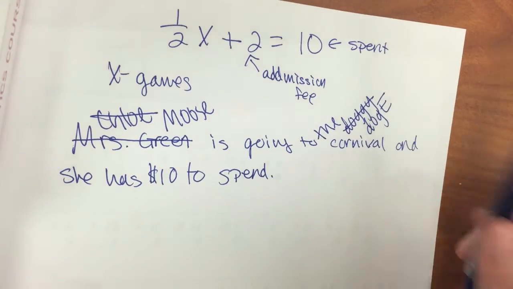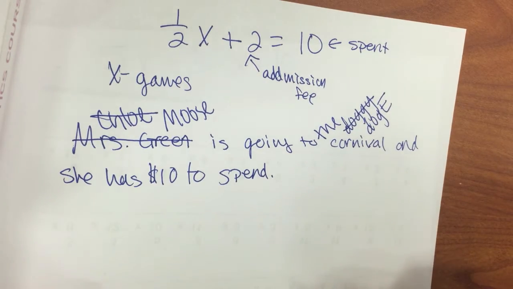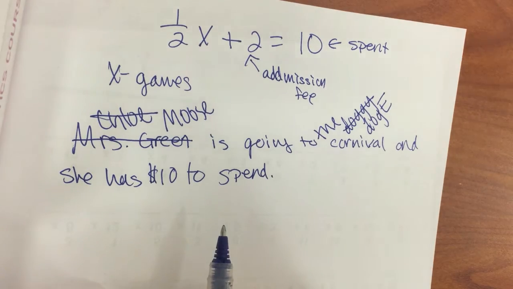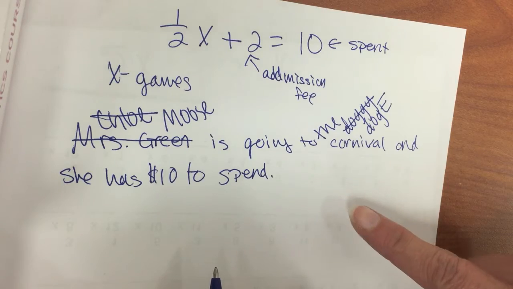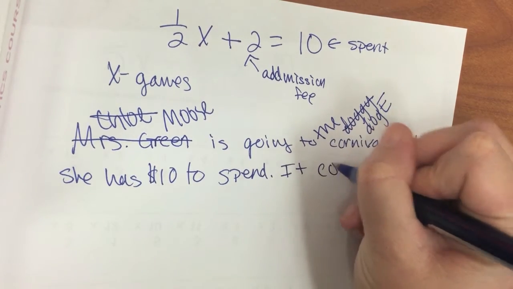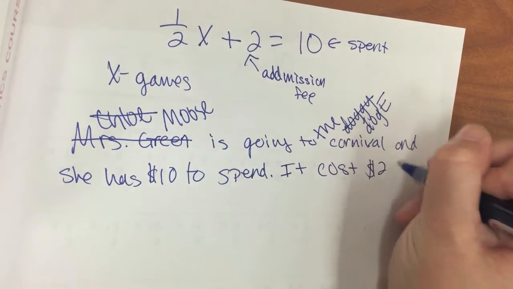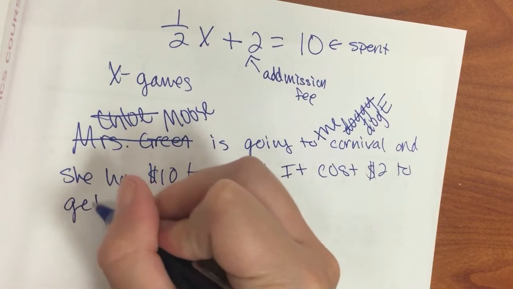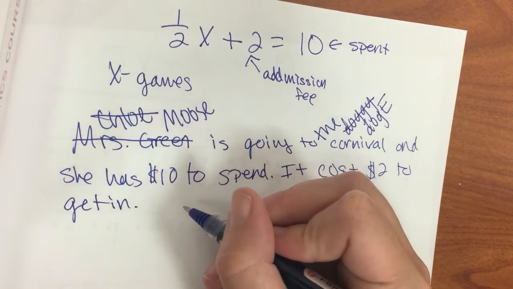That's right, because that's all Miss Rose gave her. She's stingy. I'm sorry, that dog spends too much money. Okay, so we want to know that the admission fee is $2. It costs $2 to get in. And every game costs half a dollar.